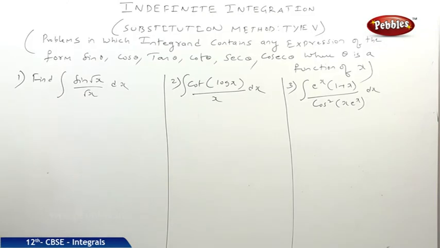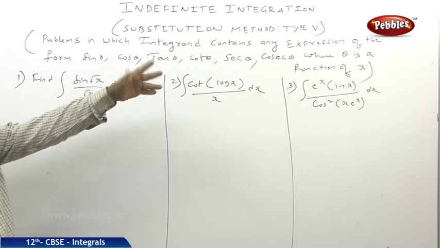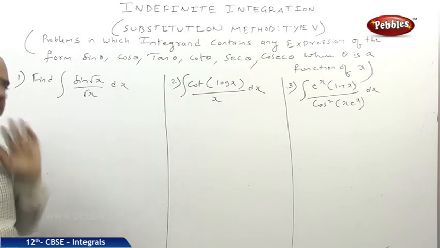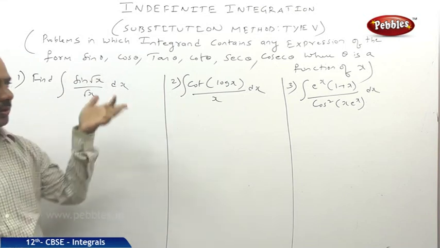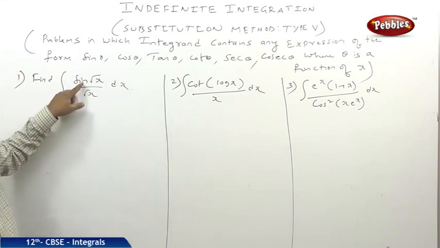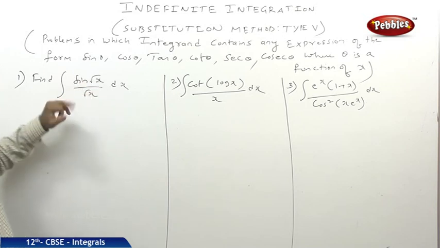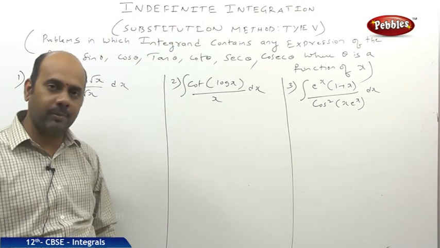Thank you. Now friends, we are going for another type of problems in the substitution method. That means while doing an integral, we might find some expressions where sin theta, cos theta, tan theta, all trigonometric functions are involved, but theta is nothing but a function of x. For example, we will be seeing these three problems where a trigonometric function is involved, but here instead of theta, root x is there. That means all these problems come under substitution method of type 5.